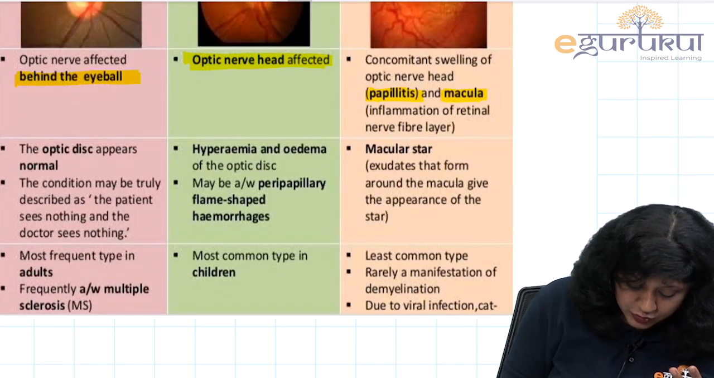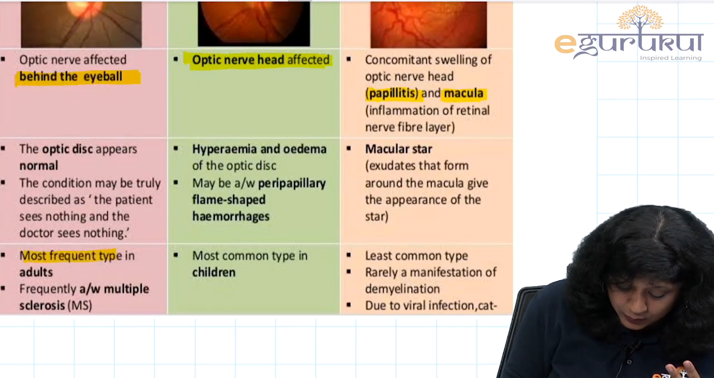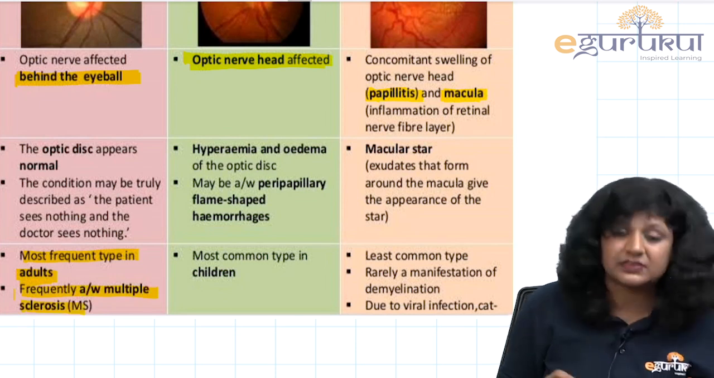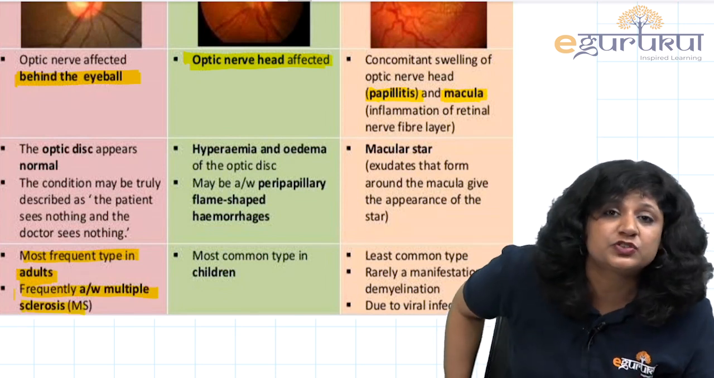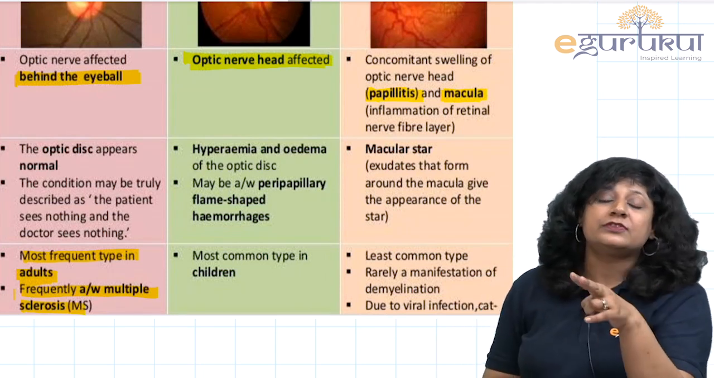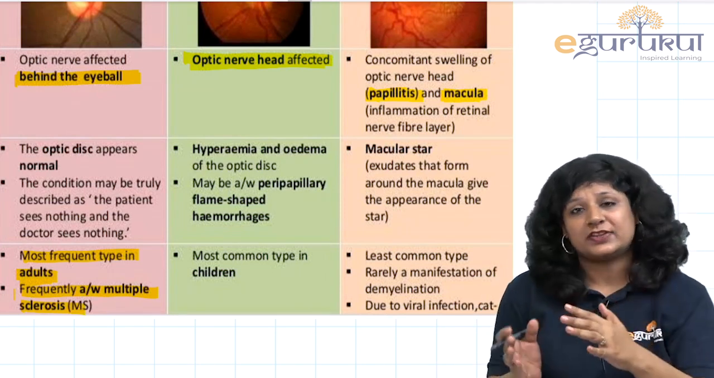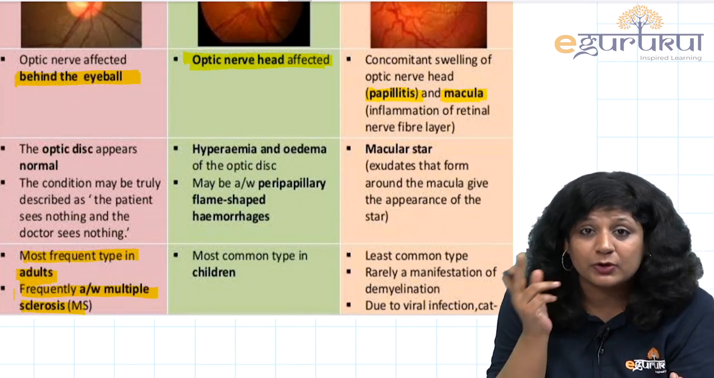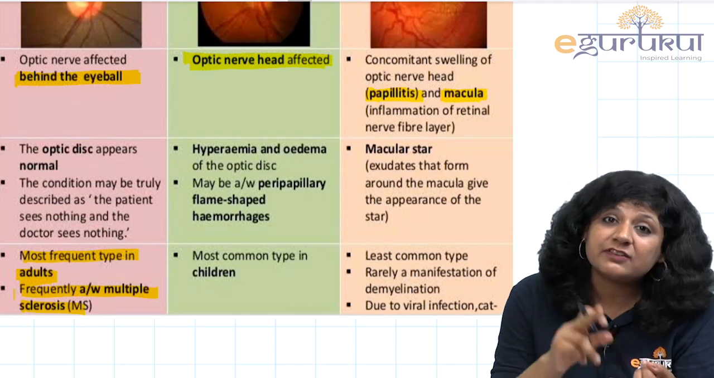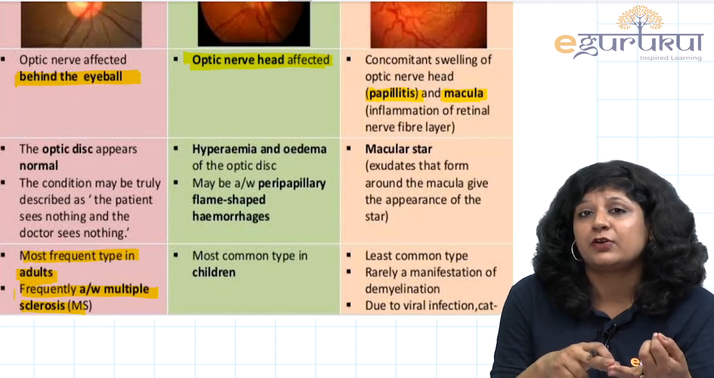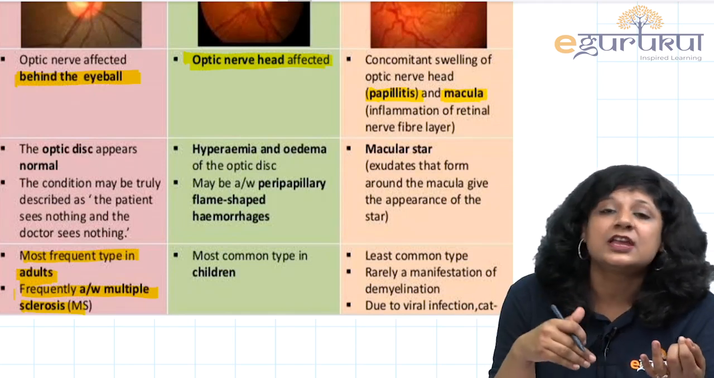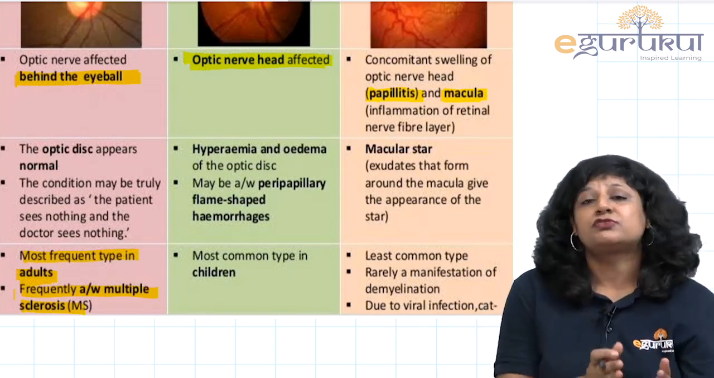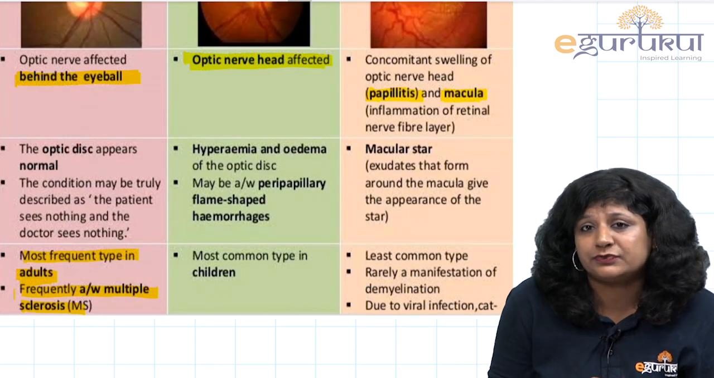If you see, retrobulbar neuritis is most frequently found in adults, and it is the one which is frequently associated with multiple sclerosis. This information will again help you solve the MCQ. If you are getting a question regarding optic neuritis and you have an adult, that means you have to think about retrobulbar neuritis first. This is the one which is mostly associated with multiple sclerosis. So, if you have evidence of multiple sclerosis, a demyelinating disorder, again think of retrobulbar neuritis first.